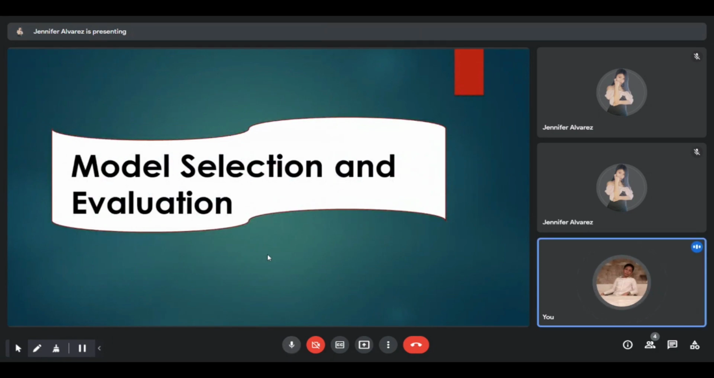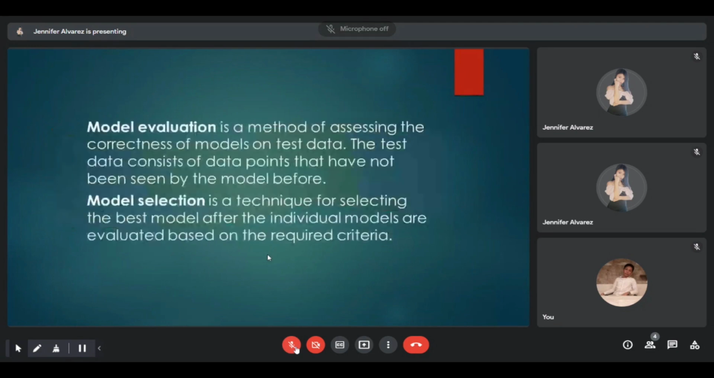Model selection and evaluation. Model evaluation is a method of assessing the correctness of models on test data. The test data consists of data points that have not been seen by the model before. Model selection is a technique for selecting the best model after the individual models are evaluated based on the required criteria.